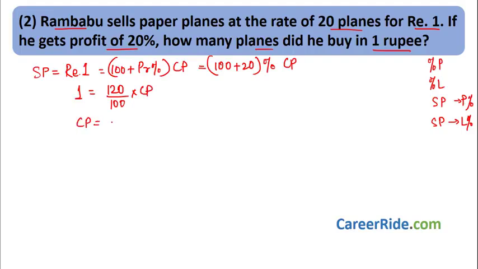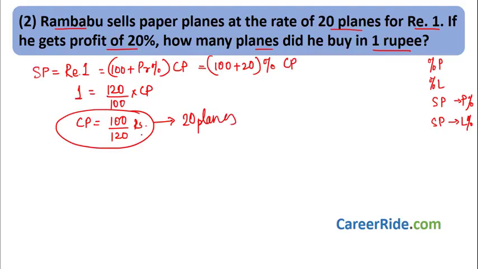Why? We get 120%. Percentage converted to a normal fraction, that is divided by 100, multiplied by cost price. So the cost price becomes 100 upon 120. Okay, this is the cost price, 100 upon 120 rupees. Now the selling price is 1 rupee, the cost price is 100 upon 120. That means 20 planes are sold in 1 rupee, so these 20 planes are bought in 100 upon 120 rupees. If 20 planes are bought in 100 upon 120 rupees, how many planes are bought in 1 rupee?